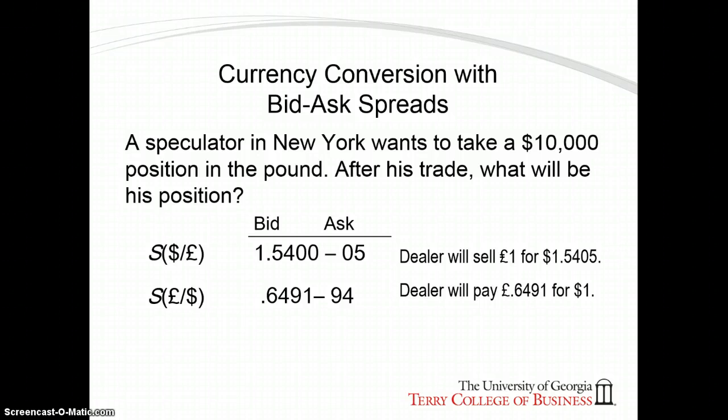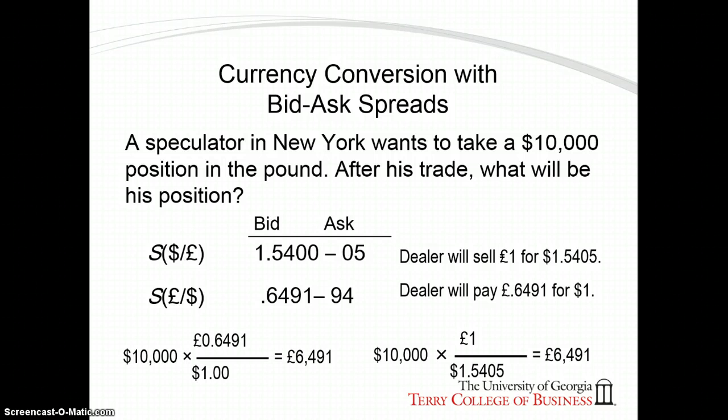and we can see that the dealer is willing to pay 0.6491 pounds for the dollar. Again, from the dealer's perspective, the pound is the asset that he is selling, and the dealer would be willing to sell a pound for $1.5405. Now, on the lower left side of the slide, I provided the calculations using the European term bid price, and on the lower right, you'll find the calculations using the American term ask price.